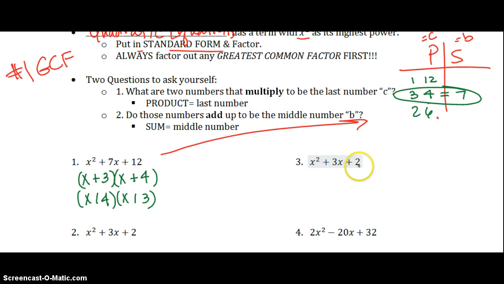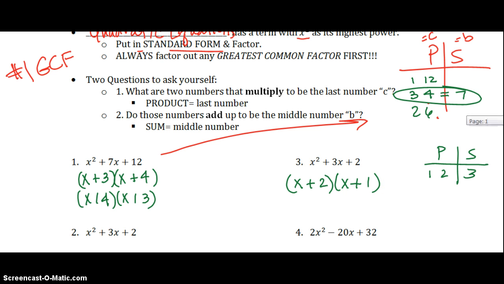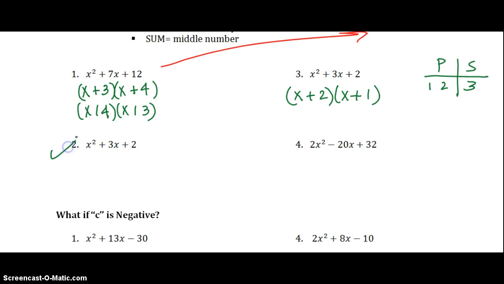Number 3, I need the product to give me 2 and the sum to give me 3. Well, since it's 2 and it's prime, there's only 1 times 2, which gives us 2. And they add to give us 3, so it's going to be x plus 2 and x plus 1. And that's how easy that one is to factor. I'll let you try number 2 on your own.